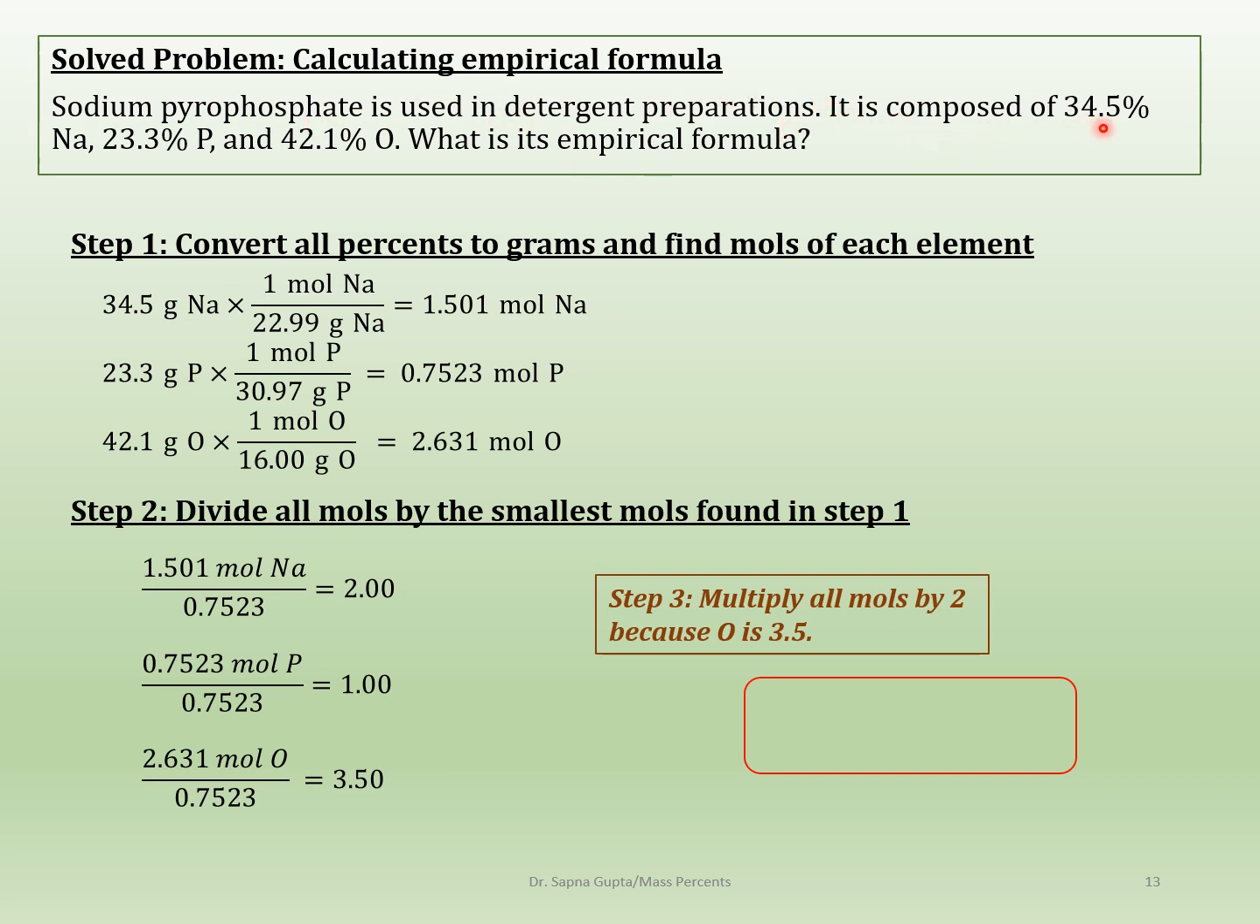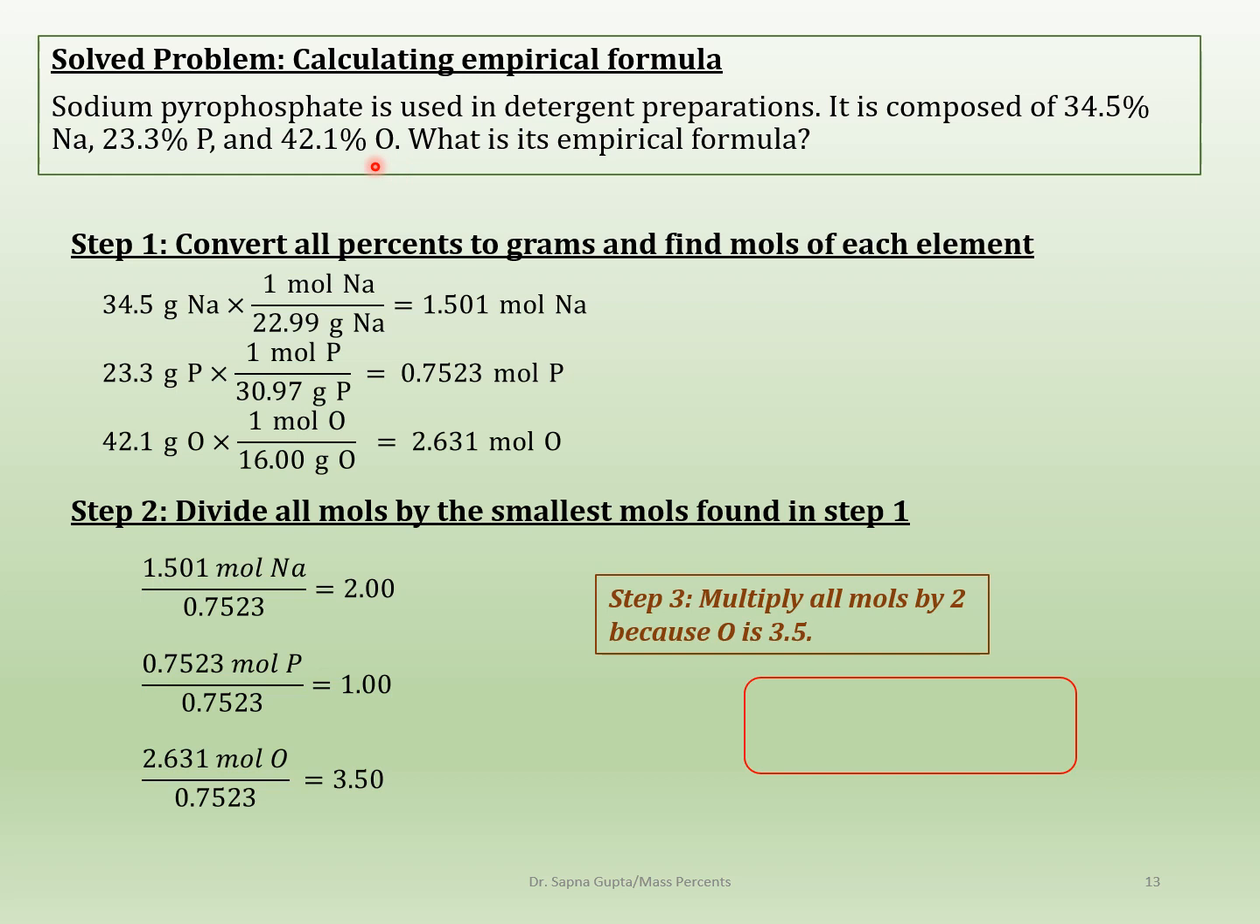It's composed of 34.5% of sodium, then there is phosphorus, and then there's oxygen. So again, let me remind you, a long time ago I was talking about oxygen and how do you know that you're dealing with oxygen as an O or oxygen as an O2, because you know that's an issue right there. That's how we deal with it.